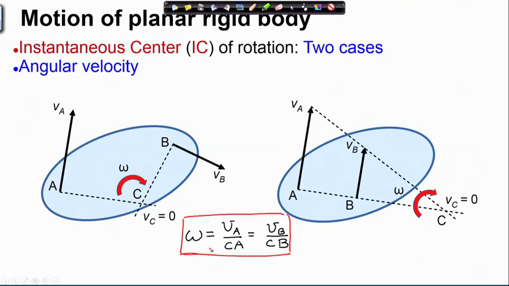So, you need to remember how to relate the velocities, say the center of rotation, with the angular velocity of the body or the angular speed of the body. Now, this we are going to use. So, this is how we define the angular velocity or angular speed of the body. How do we relate the angular speed with the center of rotation? Once we can locate the center of rotation of a body, then we can find out the angular speed of that body.